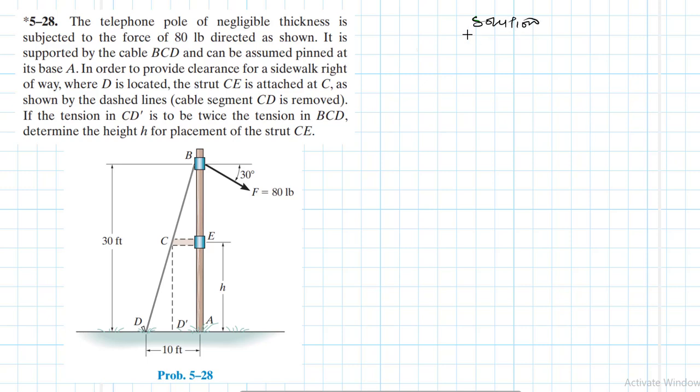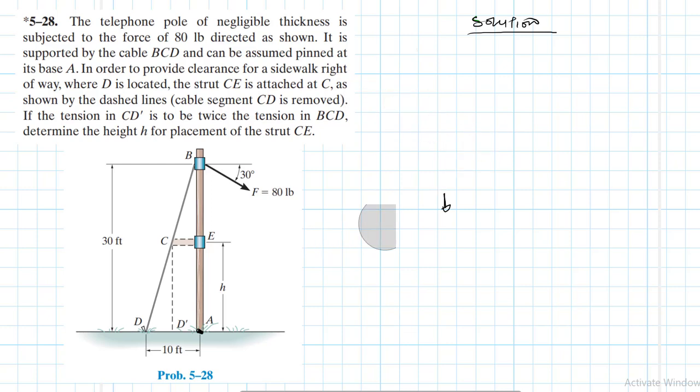We have a pole, and this pole is being supported by cable BCD. We are assuming the support at A is a pin support. By pin, it means we only have reactions in the horizontal direction like so, and in the vertical direction like so. Either way, but we don't have any moment. No moment.